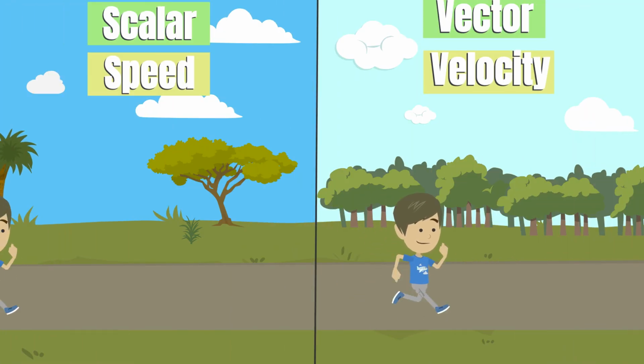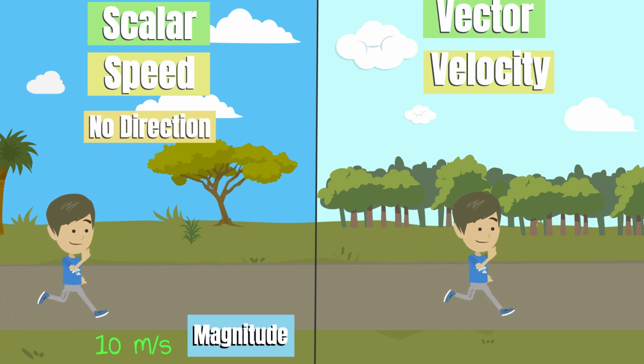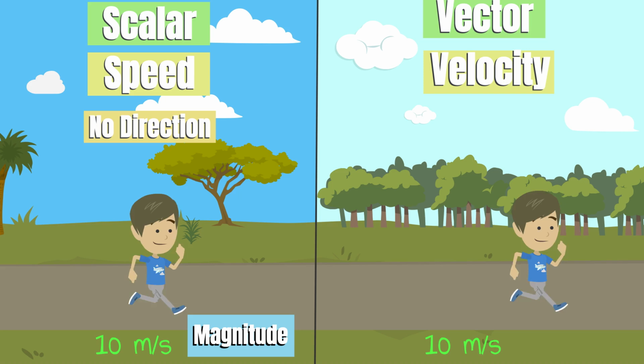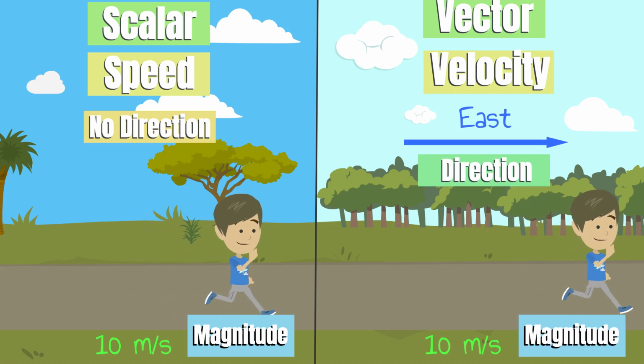Speed versus velocity. Speed is how fast you're moving, like, I'm running at 10 meters per second. That's a scalar. It doesn't care where you're going. Velocity? That's speed with an attitude. I'm running at 10 meters per second east. Now we know how fast and in which direction.